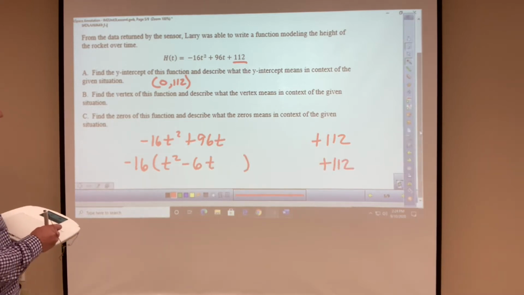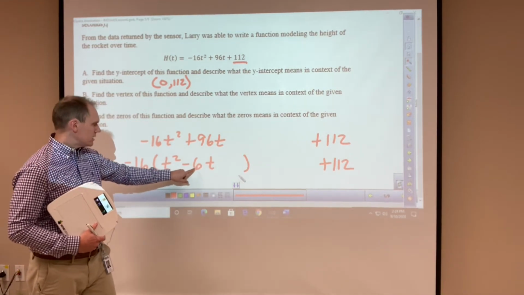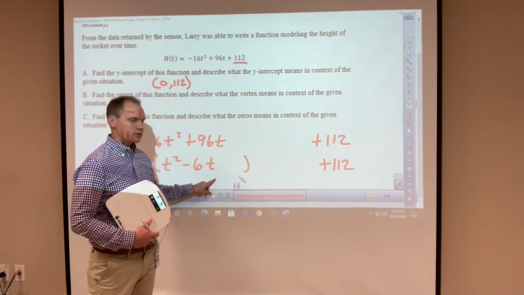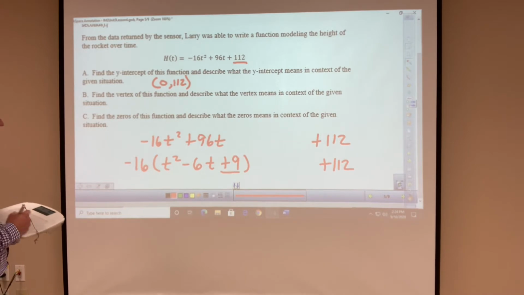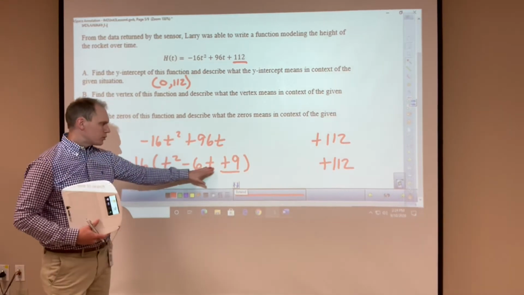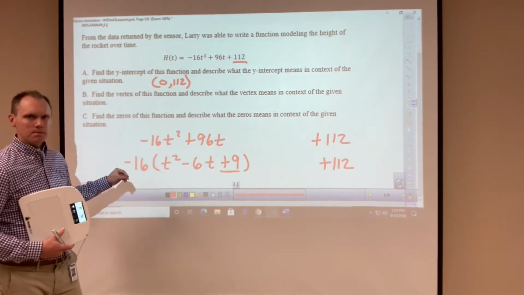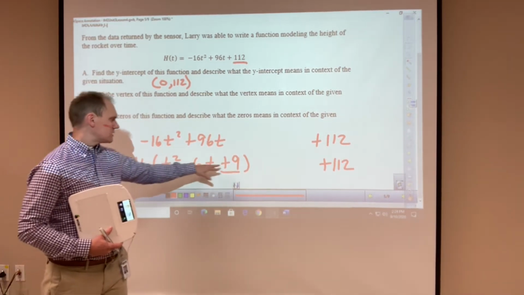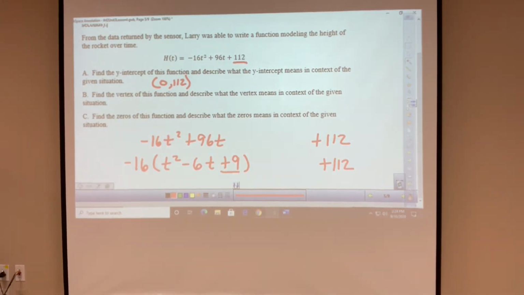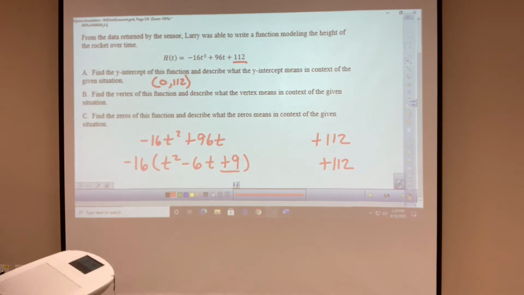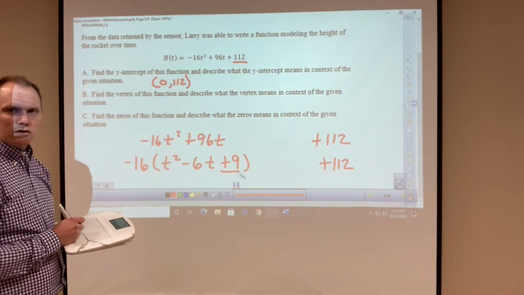plus 112. And then we can complete the square, right? B divided by 2 squared. So negative 6 divided by 2 is negative 3, squared is 9. But remember, this is not just a 9. Everything inside the parentheses is being multiplied by negative 16. So by putting 9 here, we're actually adding negative 16 times 9 to the function. And negative 16 times 9 is negative 144. So we've really changed the function by negative 144.